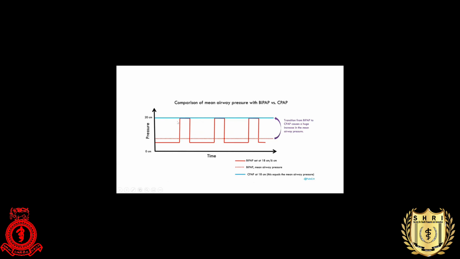This graph shows mean alveolar pressure in CPAP and BiPAP mode. This blue line is the mean alveolar pressure in a patient who is set to CPAP at 18 centimeters of water, and this dotted red line shows the mean alveolar pressure when you set the BiPAP at 18 over 6. So you can see that in CPAP, the mean alveolar pressure is greater than the mean alveolar pressure in BiPAP in that setup. That means the CPAP machine can recruit more alveoli than the BiPAP machine.